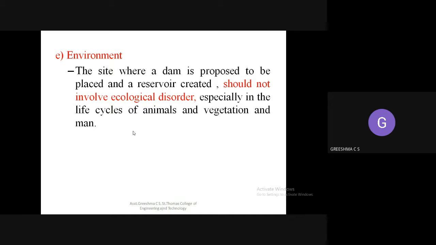So the innovations or constructions that you are making should be in such a way that they are not causing any disorder to the environment. So here also you have to take care of the environment. The dam site should not affect the life cycle of animals, vegetation, or other human beings.